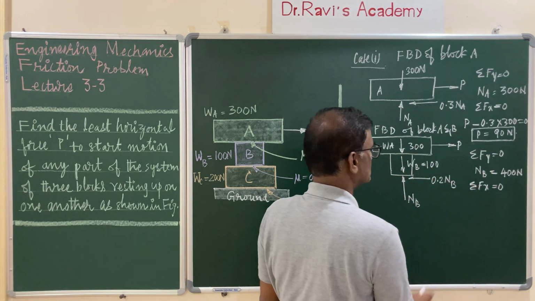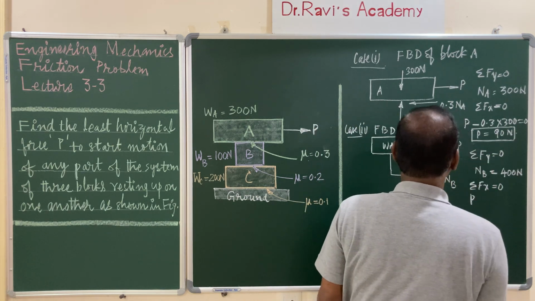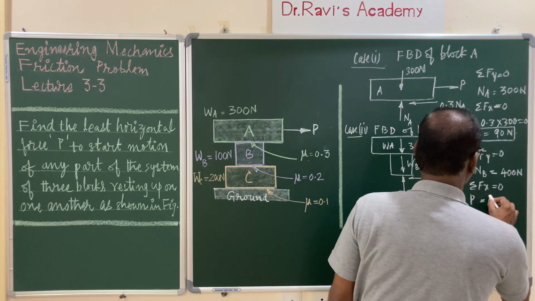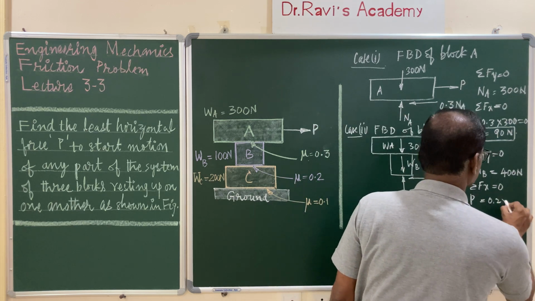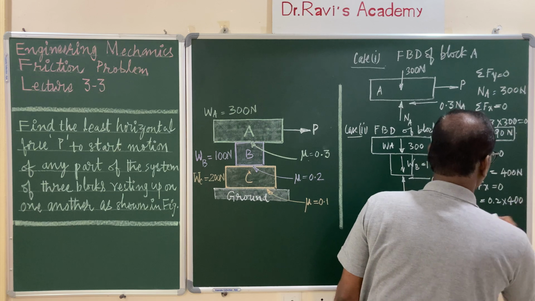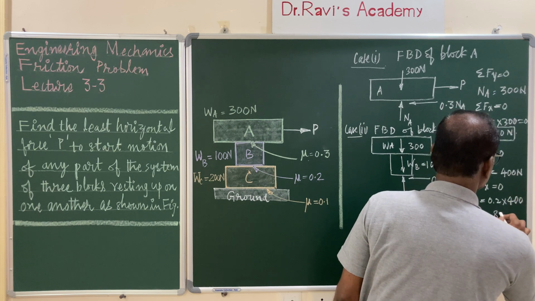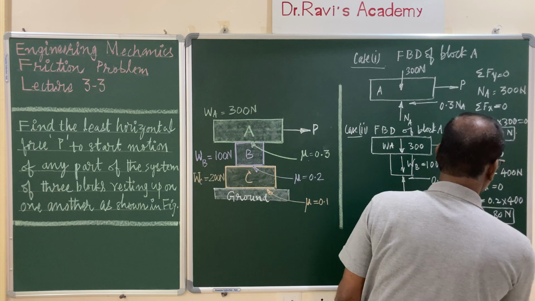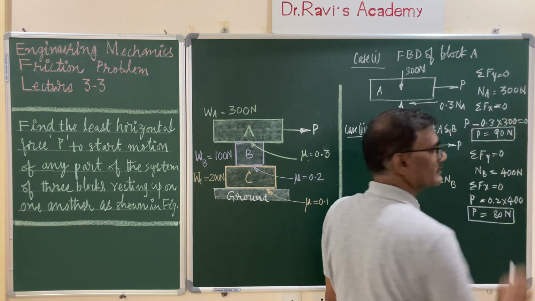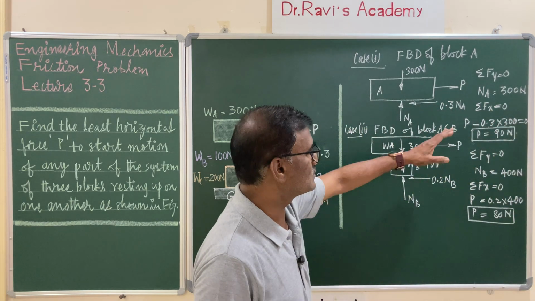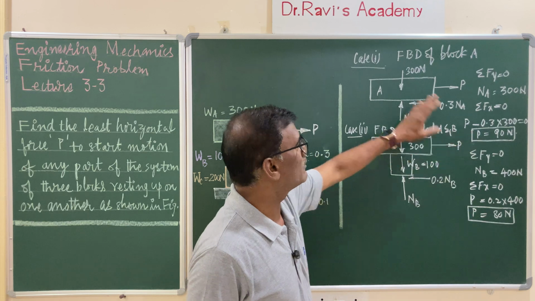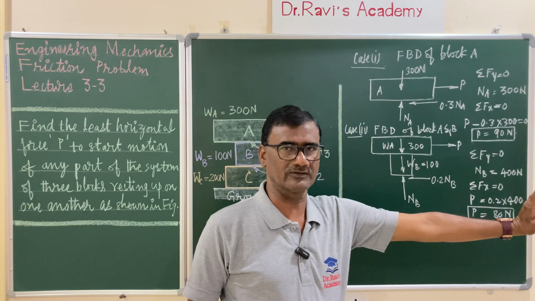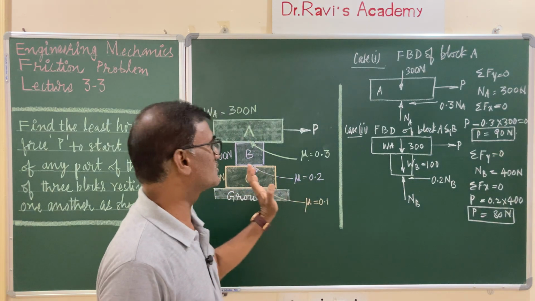Sum of all the forces, that is P, is equal to 0.2 into NB, that is 400, and the value is 80 newtons. And observe carefully, this value is less than the first case. So before block A alone moves, the two together will be moving in the direction of the force. Let us see the third case also.